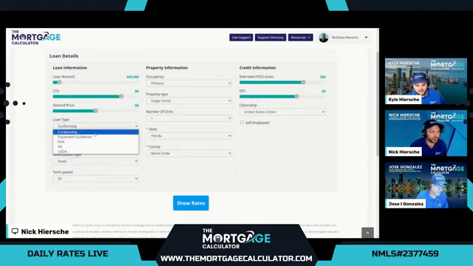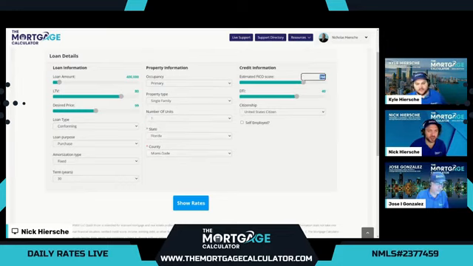For today, we will start with conforming conventional. We'll do a purchase, 30-year fixed loan, primary occupancy, single family home, 1 unit, state of Florida, county of Miami-Dade. And for all the demos, we use an estimated credit score of 760 and an estimated debt to income ratio of 40%. So with these settings, let's check the rates this morning.